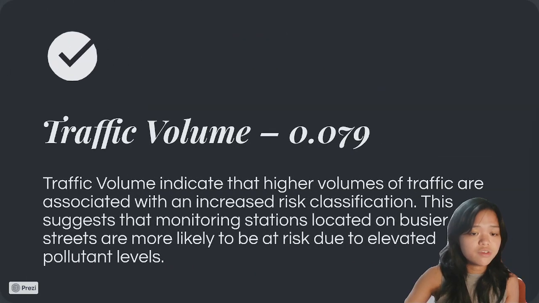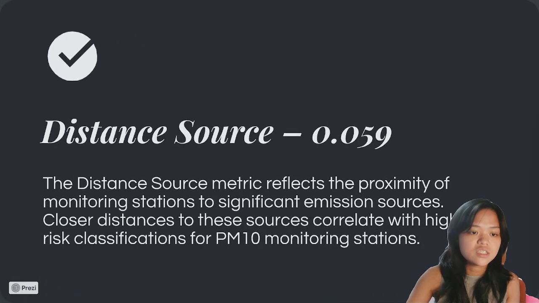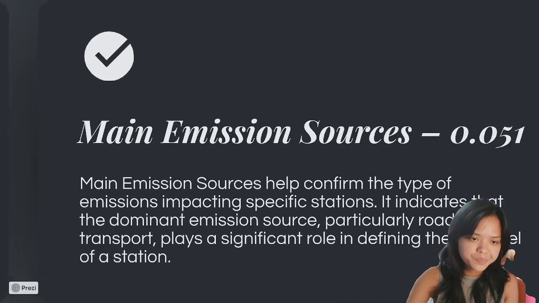The second one is traffic volume, which returned a 0.079 score, which indicates that higher volumes of traffic are associated with an increased risk classification. This suggests that monitoring stations located on busier streets are more likely to be at risk due to elevated pollutant levels. And then the third one is distance source, which is 0.059. This metric reflects the proximity of monitoring stations to significant emission sources. Closer distances to these sources correlate with higher risk classifications for PM10 monitoring stations.